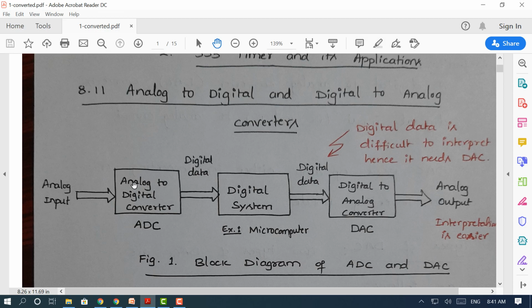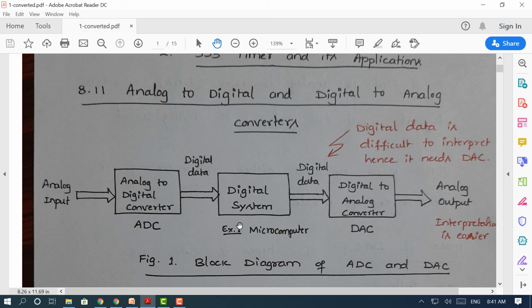The first block would be analog to digital converter, which accepts analog signal as an input. Analog signal means it's a time varying signal, maybe sinusoidal or cosine signal, which is varying with reference to time, is applied as an input to analog to digital converter circuit. Here this block represents a circuit that converts analog input, a time varying input, to a digital output, which is basically ones and zeros.